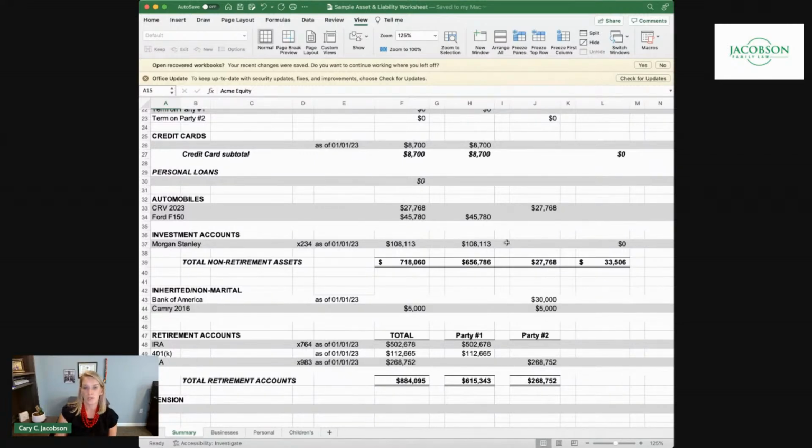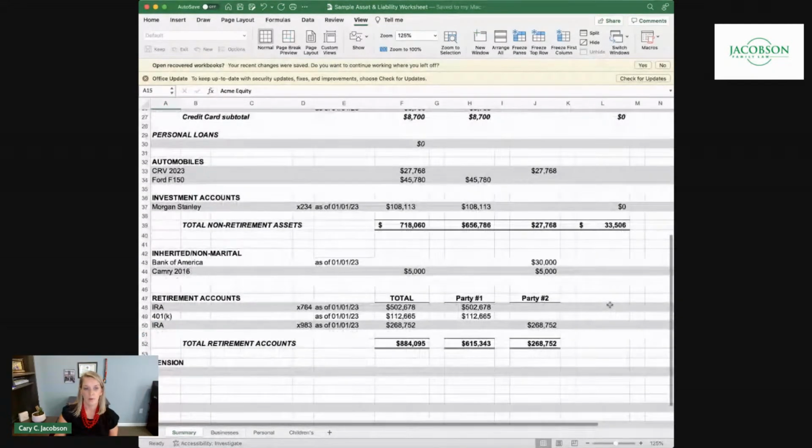And here, party one has $108,000 in their name. So as you can see, in this scenario, party one has $656,000 worth of assets in their name. Party two only has $27,000 worth of assets in their name. And then in joint names, there's $33,000 of assets. So this would be a snapshot of what they own, and for them to discuss how they're going to divide that.